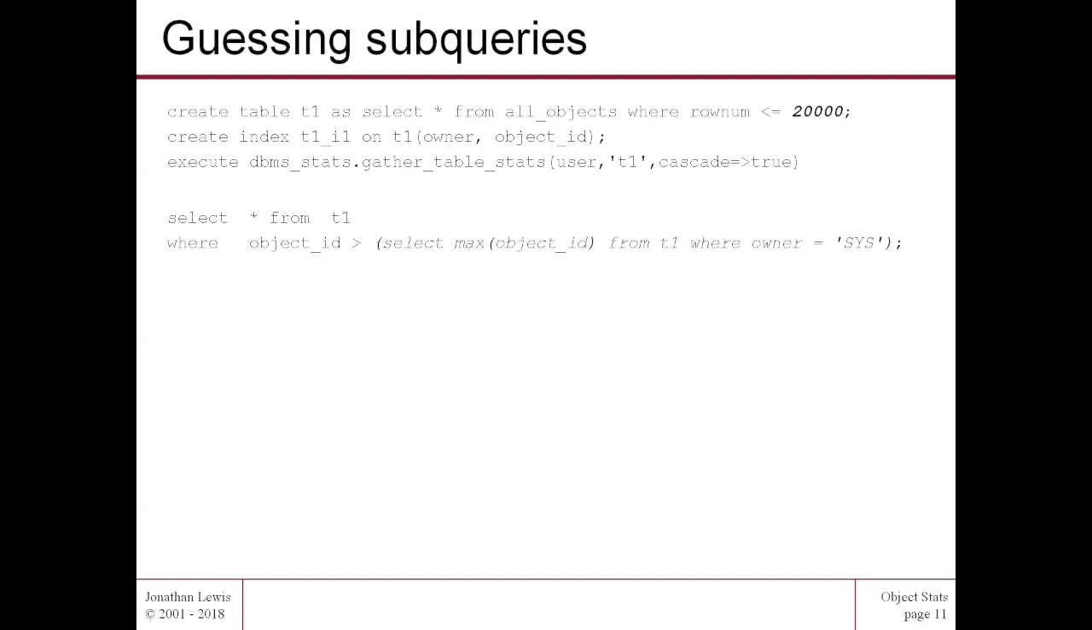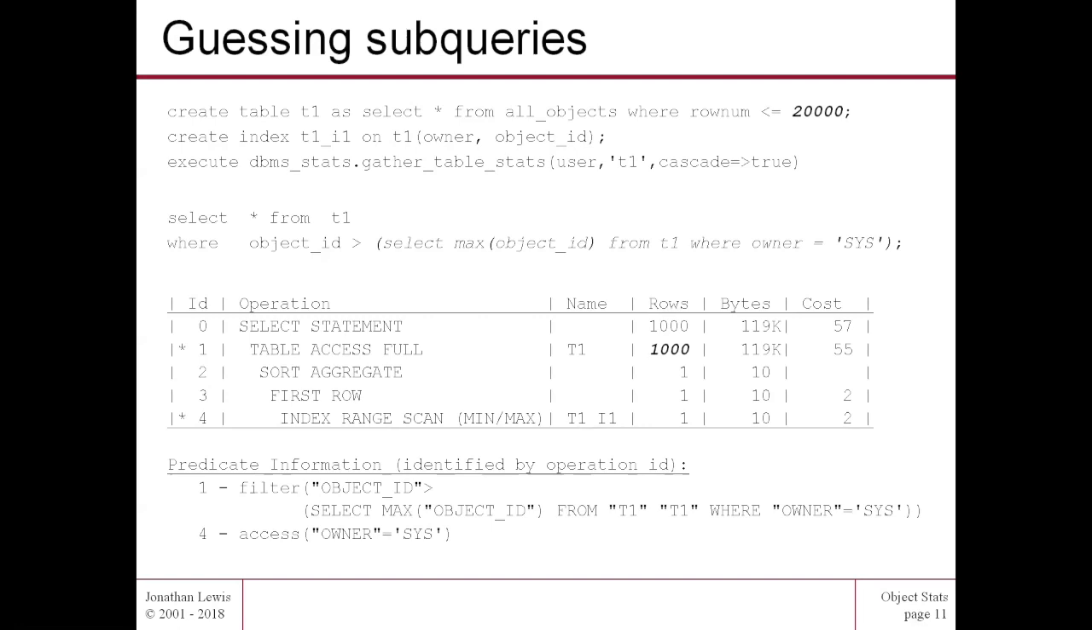Well, we don't really know what that's going to give us. But we know we're looking at a max object ID for sys, and virtually everything in the first 20,000 rows in my system is sys. We're going to be looking at some of the very, very big object IDs here. We're probably going to find a very, very small number of rows. So what does Oracle actually say at this point? It says, I'm going to estimate 1,000 rows.